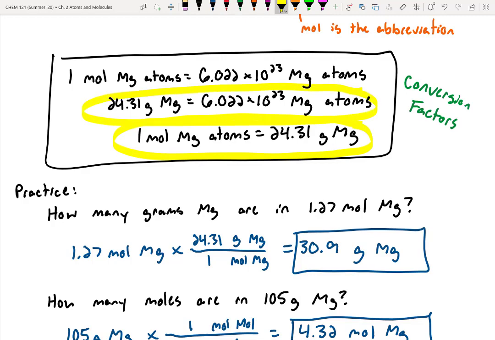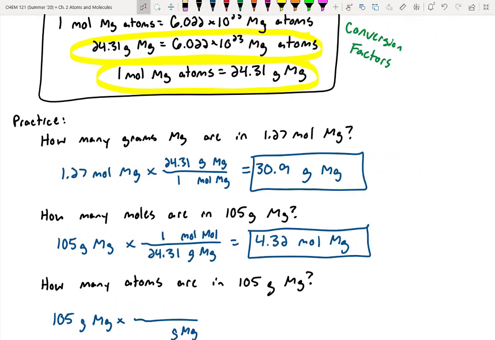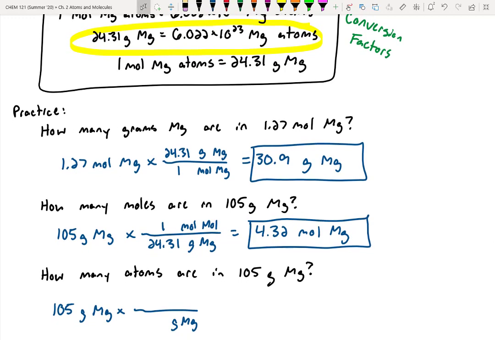Really, the only conversions that had grams in them were going to be these two, right? So we have some options. If we look at this one, we could say, well, if we do the bottom one, then we're going to set ourselves up to find moles. We don't want moles, so I would actually go with this one. In this case, we can actually do it all in one step. So we've got 24.31 grams of magnesium are equal to 6.022 times 10 to the 23rd magnesium atoms. So I misspoke earlier saying that we needed to do a multi-step conversion. In this case, we don't.